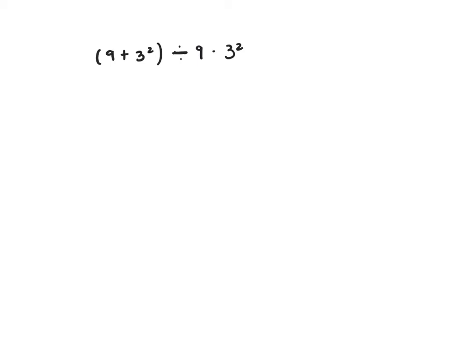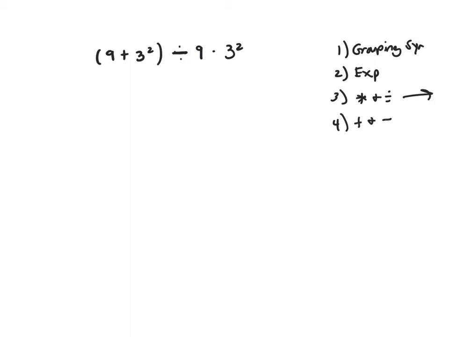Order of operations states the very first thing you do is grouping symbols, and then you do exponents, and then you multiply and divide working left to right, and the last thing you do is you add and subtract working left to right.